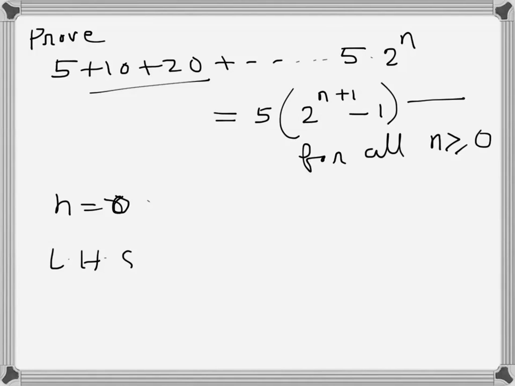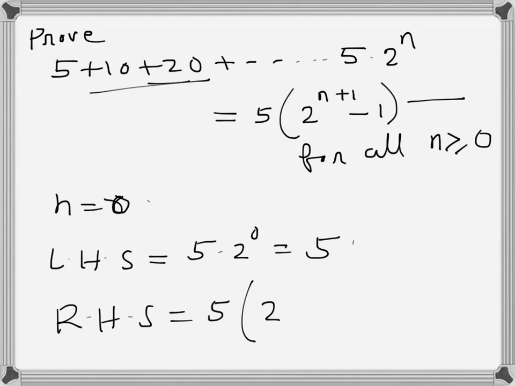So when n is equal to 0, the left hand side becomes 5 times 2 to the power 0, that's 5. And the right hand side becomes 5 times (2 to the power 0 plus 1, which is 2, minus 1), so that's also 5. So left hand side is equal to right hand side for n equal to 0.